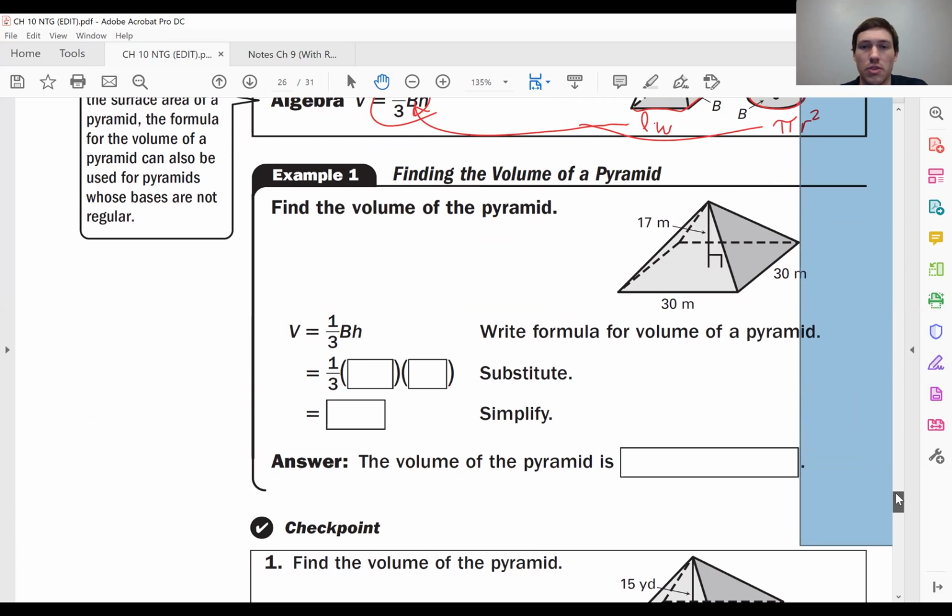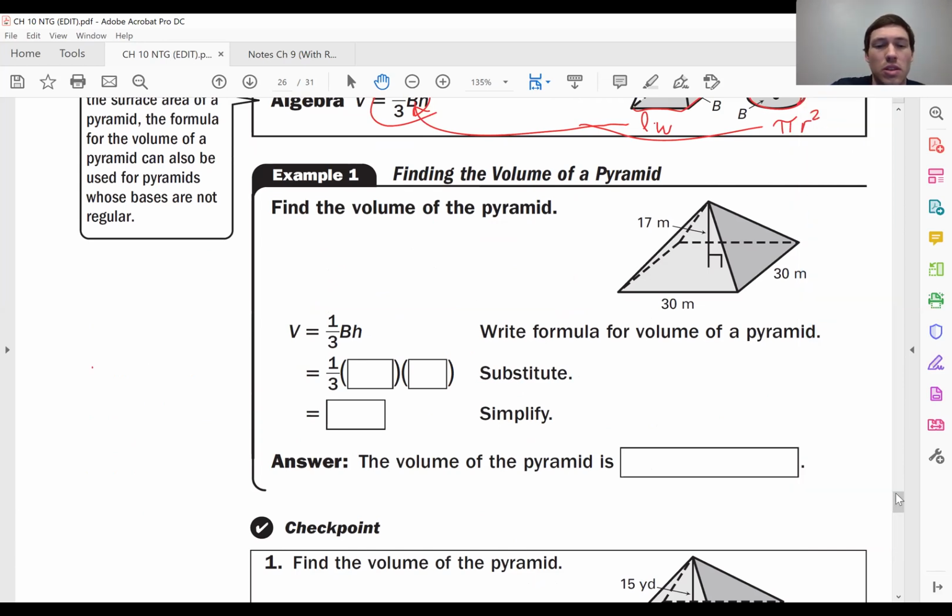All right, find the volume of a pyramid. So it says volume equals, again, 1/3 base times the height. So the base is length times width. So in this case, base is going to be 30 squared times the height, which is 17. When you plug that all in, you get 5,100. So the volume is going to be 5,100 cubic meters.